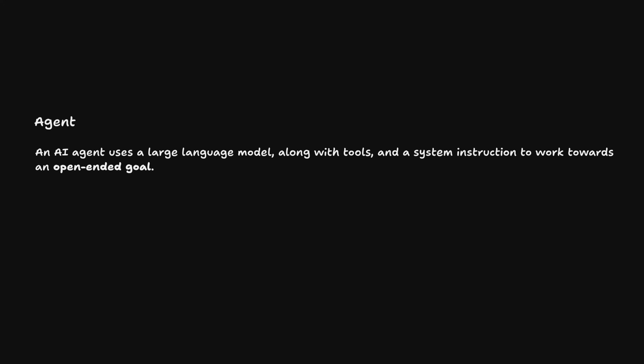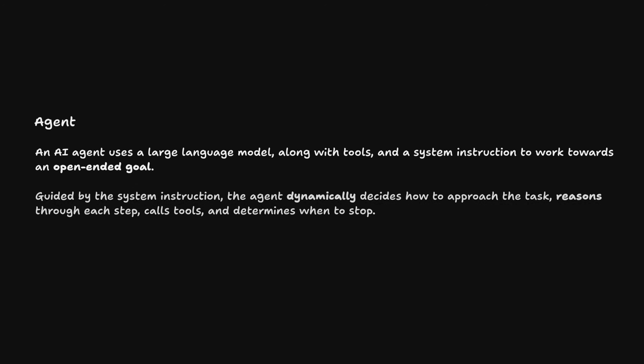An AI agent uses a large language model along with tools and a system instruction to work towards an open-ended goal. Guided by the system instruction, the agent dynamically decides how to approach the task, reasons through each step, calls tools, and determines when to stop.